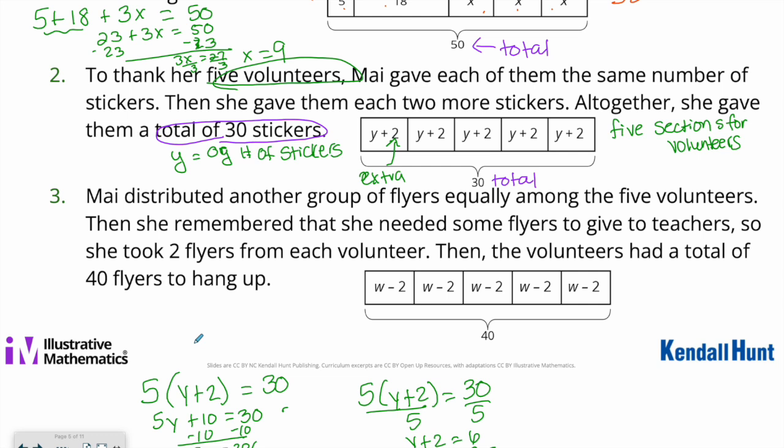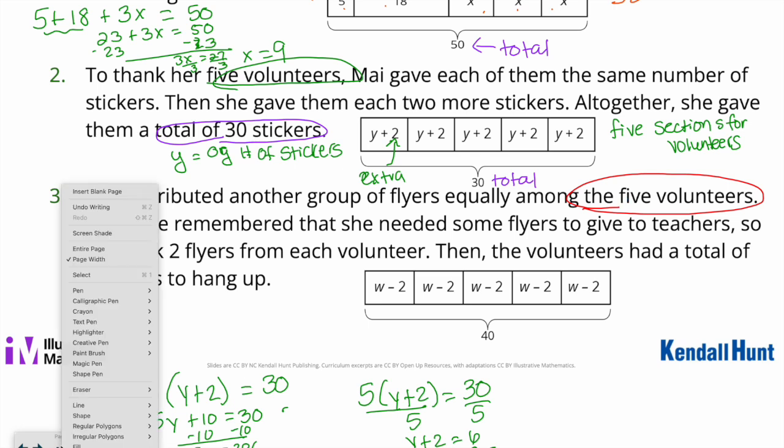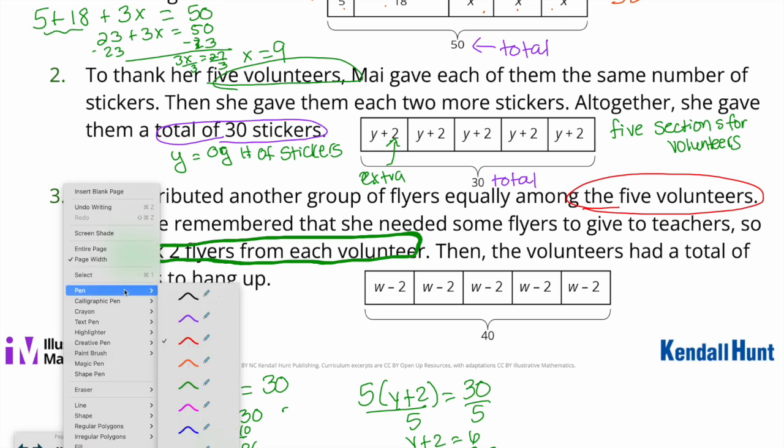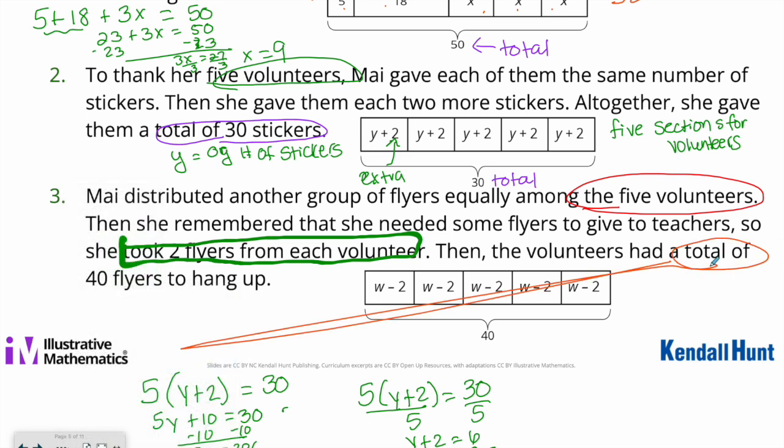Mai distributed another group of flyers equally among the 5 volunteers. Then she remembered she needed some flyers to give to the teachers, so she took 2 flyers from each volunteer. Then the volunteers had a total of 40 flyers. So we see our total is the length of the box again.